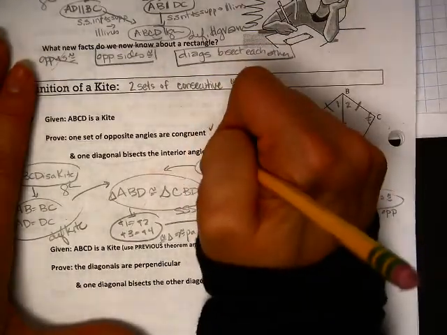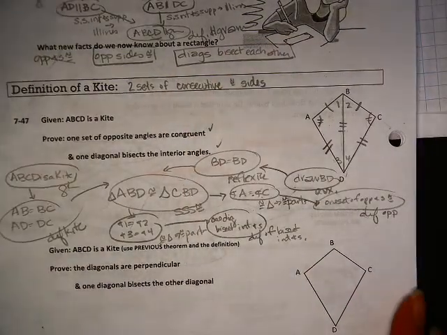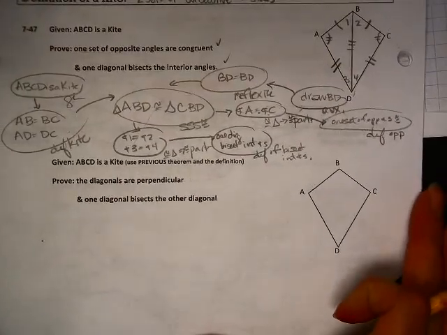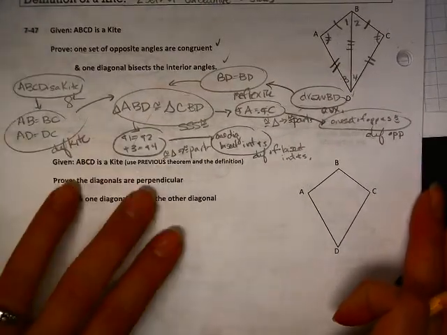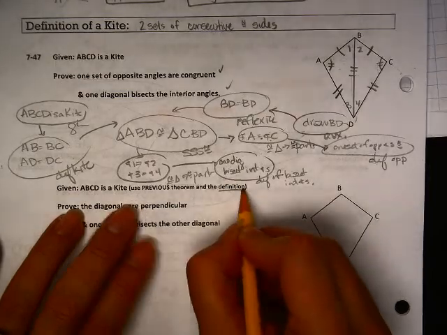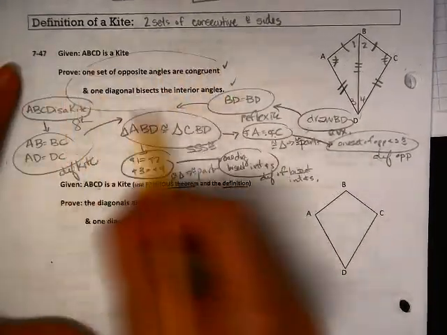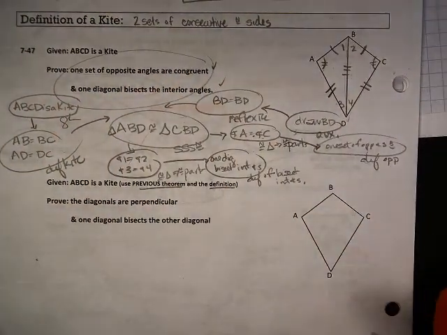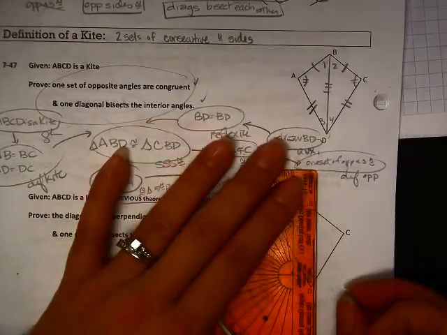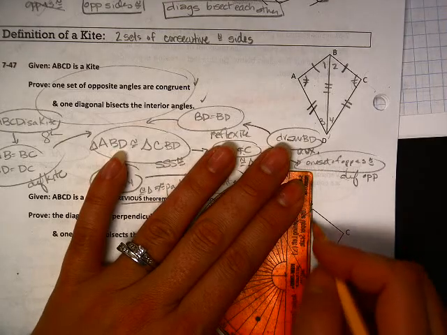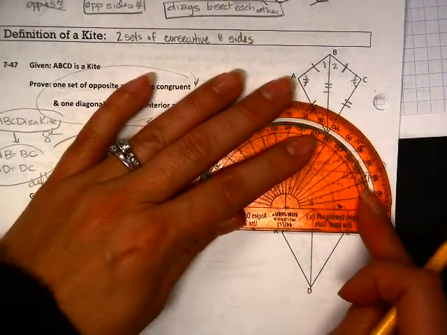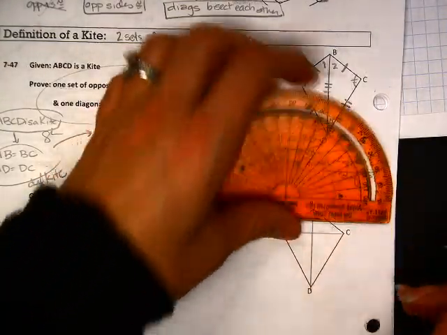So, there you have it. We've gotten two new proofs now about a kite. Now, we're going to put all of this stuff together here. I'm going to use both the definition as well as these theorems here to do this. And what I want to do is prove that one diagonal bisects the other. If that's what I'm trying to do, I really need to have both diagonals in here. So I'm going to draw in both diagonals.